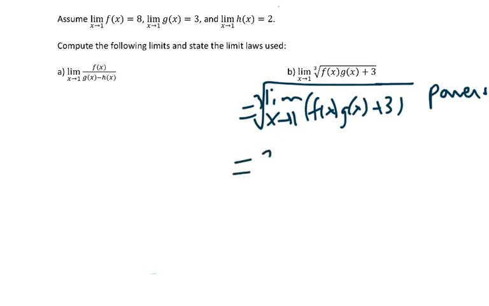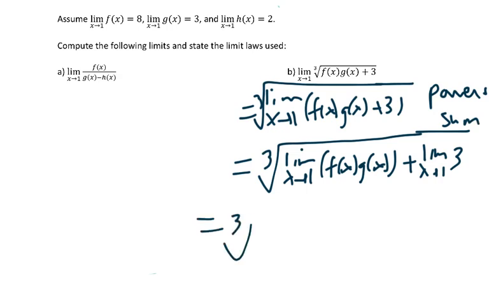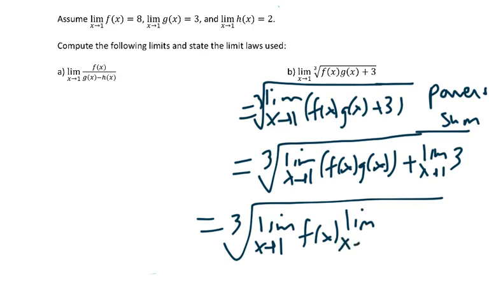So then what we'll do is use the sum rule and break it up into limit as x goes to 1 of f of x times g of x plus limit as x goes to 1 of 3. And that was the sum rule. Okay, so one more. We're going to use the product rule and break that f of x, g of x into their own limits. So limit as x goes to 1 of f of x times limit as x goes to 1 of g of x plus limit as x goes to 1 of 3.